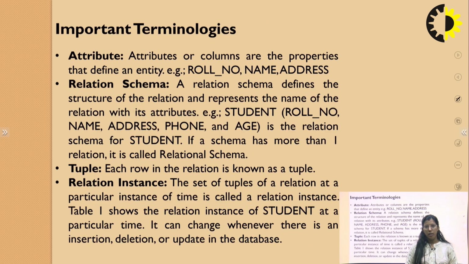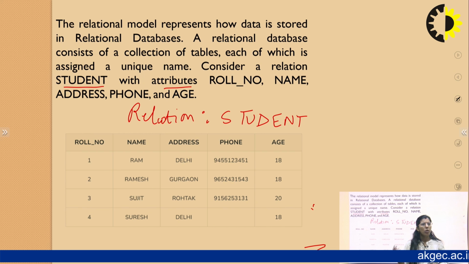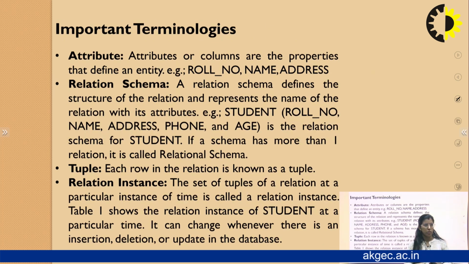Next, let's see what are the different terminologies that we are going to use in the relational data model. Firstly, attribute. Attributes or columns are the properties that define an entity. In the previous example, if we are to define a student entity, then what are the attributes through which we can identify a student? Through his roll number, his name, his address, his phone number, his age, his Aadhaar number, and so on. So all these constitute attributes.